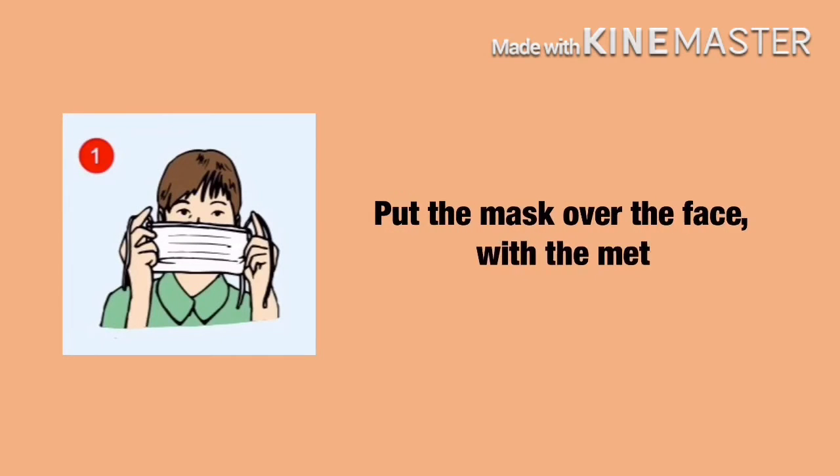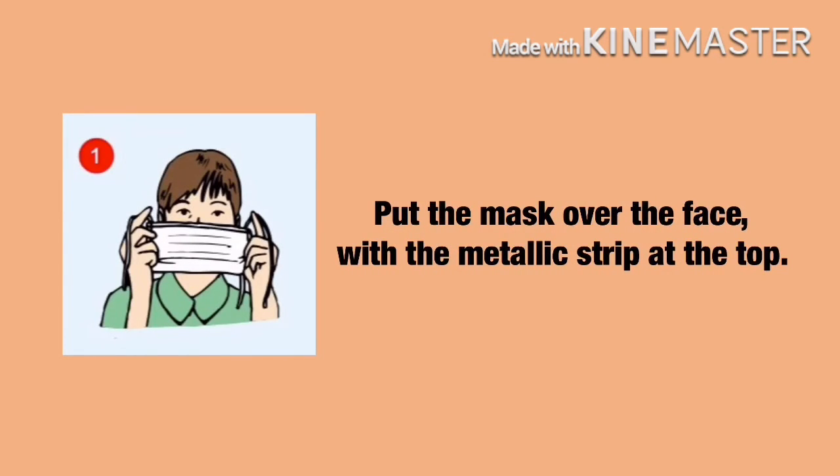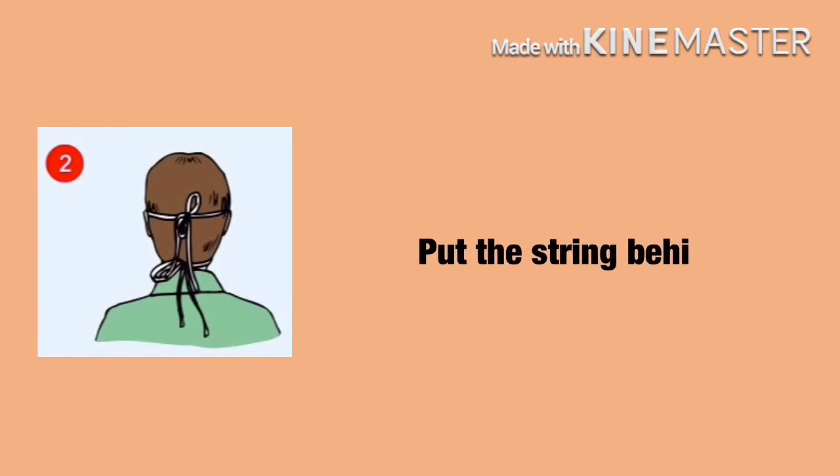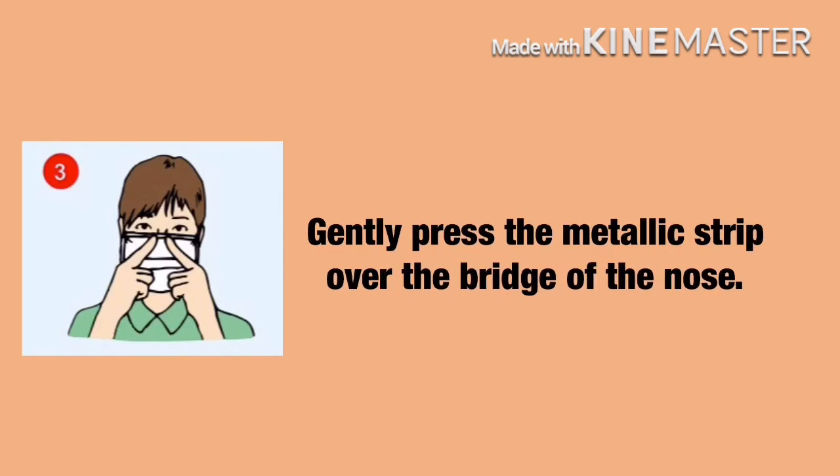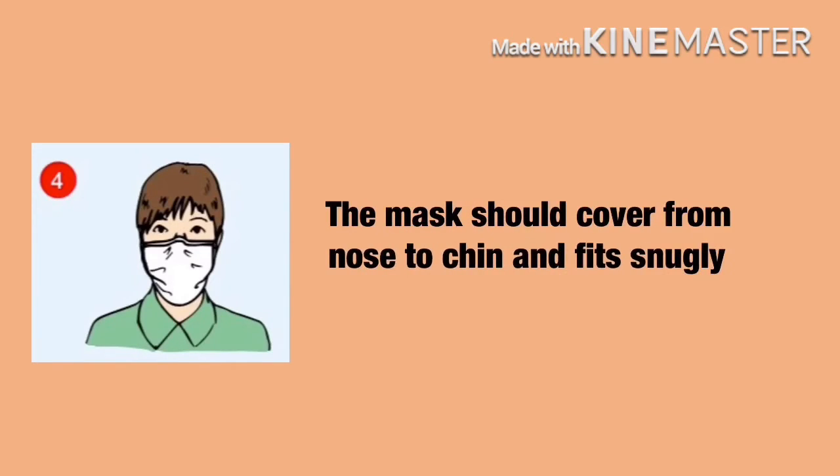How to wear a surgical mask. First, put the mask over the face with the metallic strip at the top. Second, put the strings behind your ears. Third, gently press the metallic strip over the bridge of the nose. Lastly, the mask should cover from the nose to the chin and fit snugly over the face.